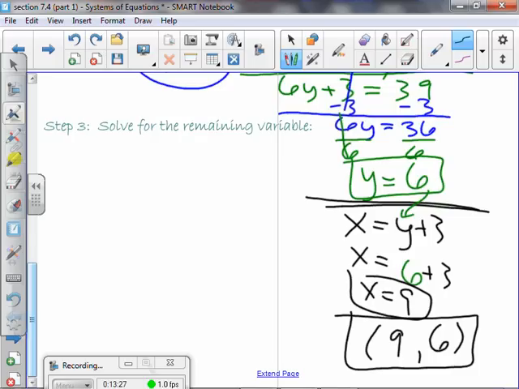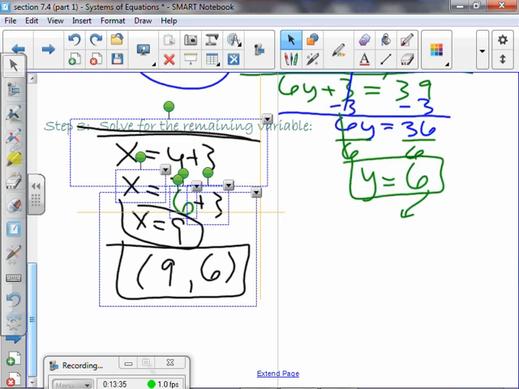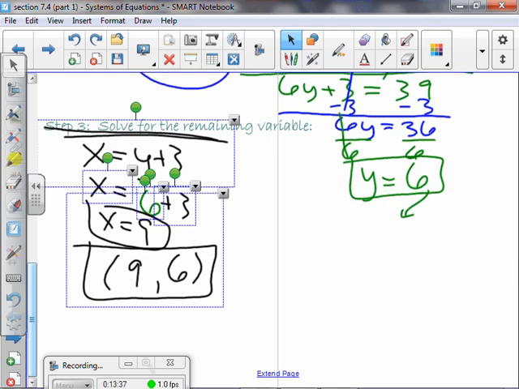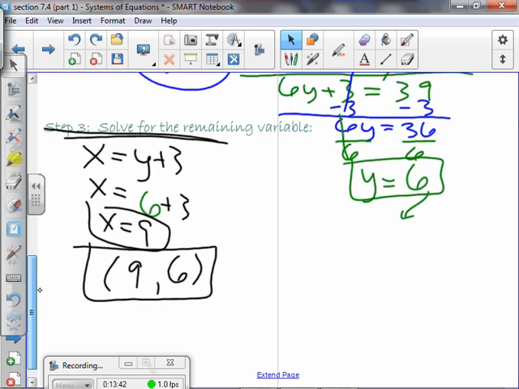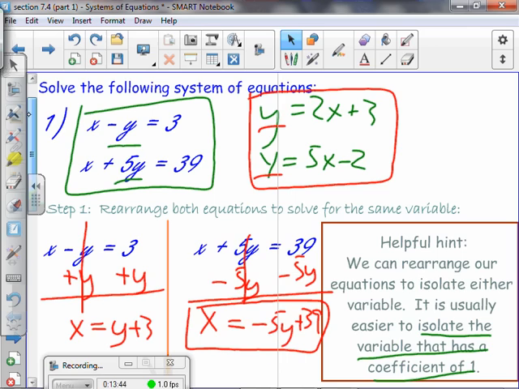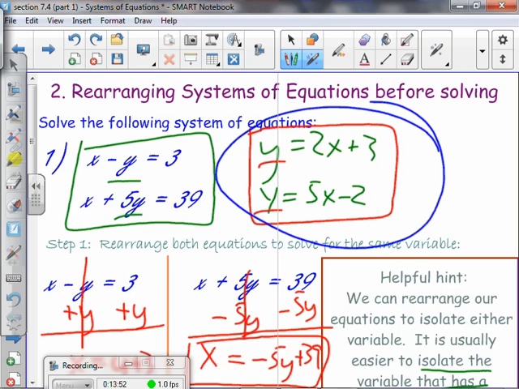That was solved for the remaining variable, by the way. I should have written all of this over here. I apologize for not doing that, but that's what we're doing. We solve for the remaining variable. So really the only difference when I don't start off with my equations in this form right here is I have to get them both solved for a single variable.